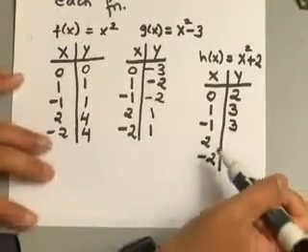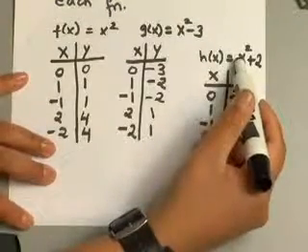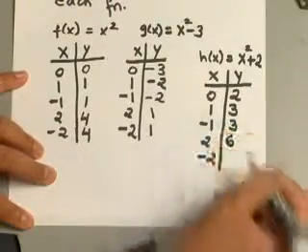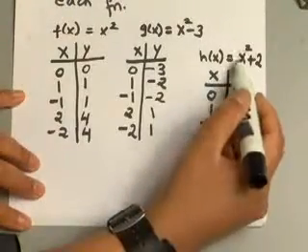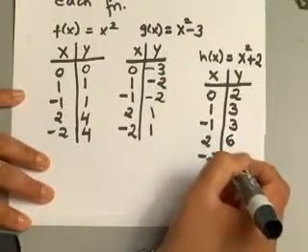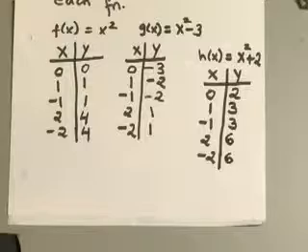Right? Let's see what happens with 2. You have 2 squared, which gives you 4. And 4 plus 2 will give us 6. And again, same thing. Negative 2 squared gives you 4. And you'll end up with 6 as your y value again.